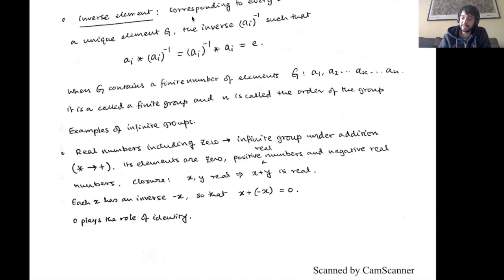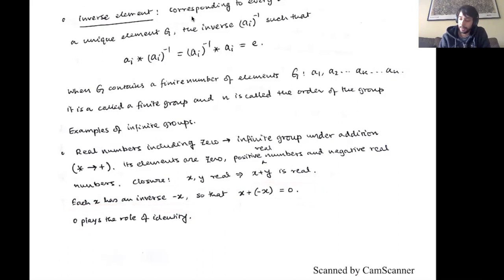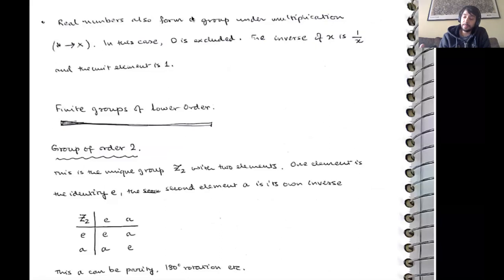The elements are 0, positive real numbers, and negative real numbers. It's clear that if x and y are real, then x plus y is also real. Each element x has an inverse element minus x, so that x plus minus x gives you 0, and 0 here plays the role of the identity. The real numbers also form a group under multiplication. In this case, you have to exclude 0. The inverse of x is 1 over x, and the unit element is 1.